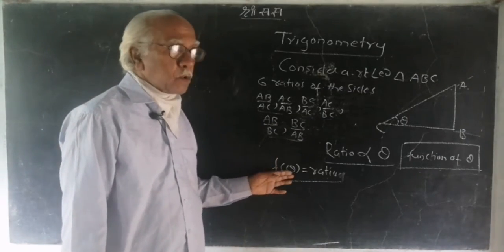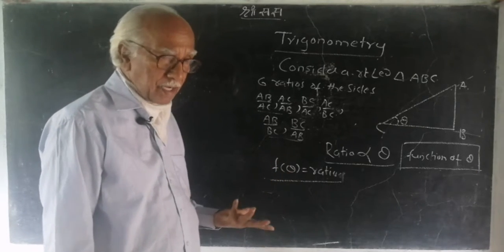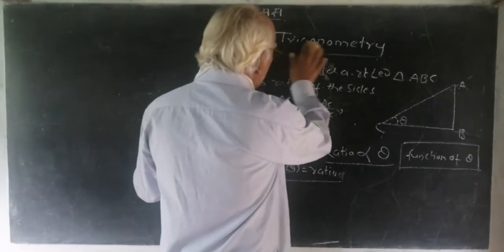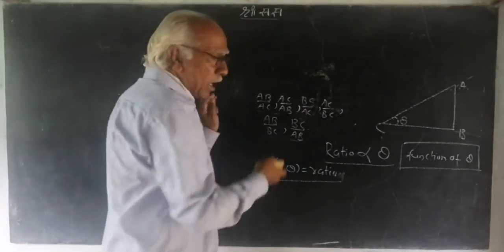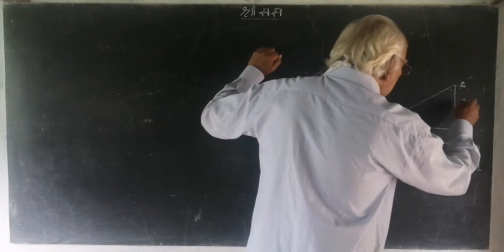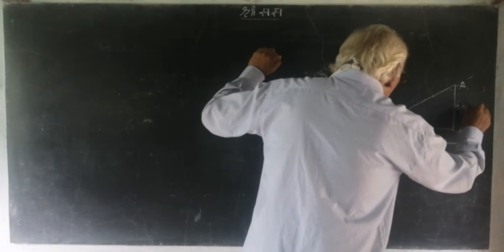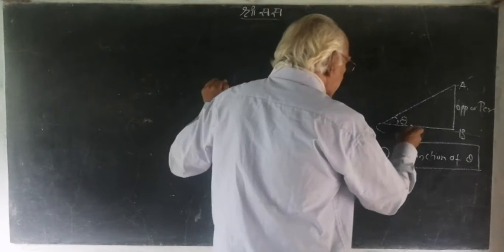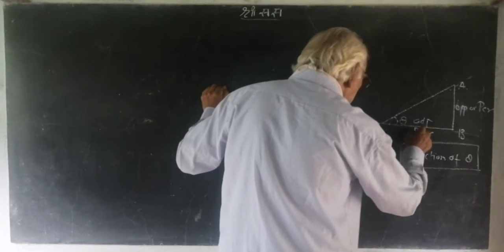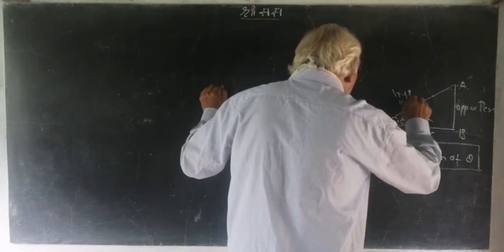Instead of representing those functions by letters like f theta, g theta, h theta, phi theta, we can give specific names to them, connected with the ratios. Symbolically, with respect to theta, AB can be written as the opposite side or perpendicular. This can be written as the adjacent side or taken as base, and this is always taken as the hypotenuse.